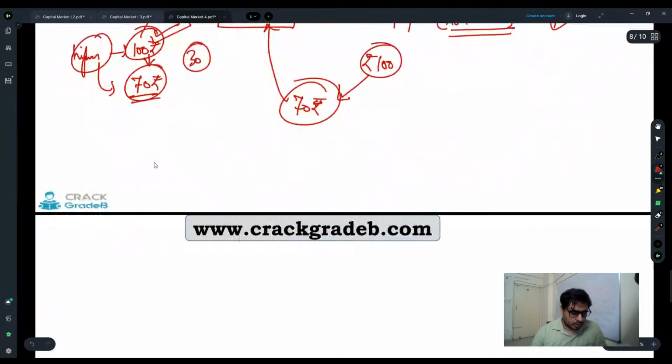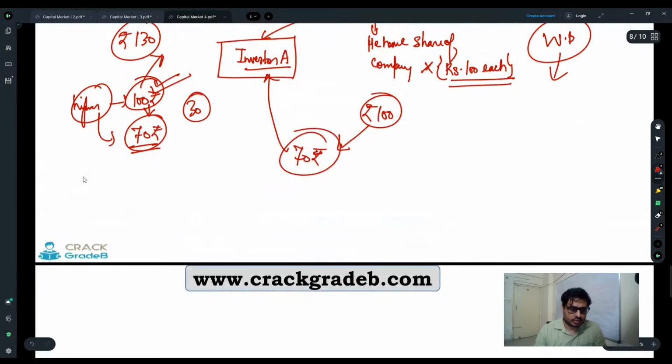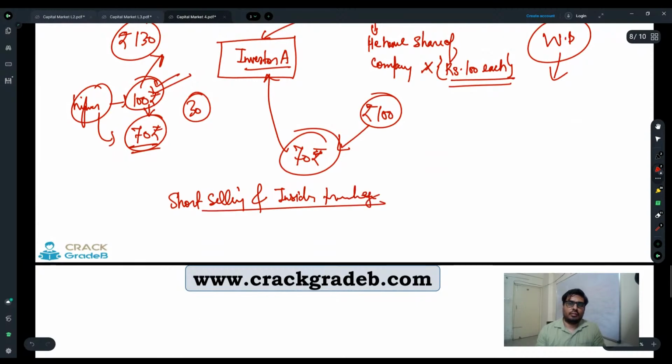Now, okay, if both terms are clear, short selling, and what other term was? The other term was insider trading. So you can see that there is a lot of fear in the market.